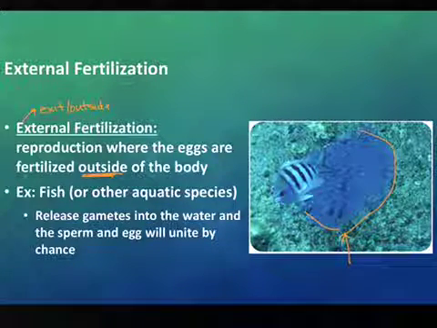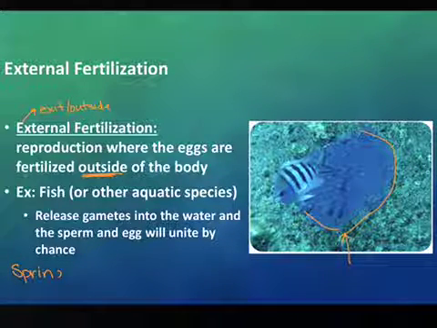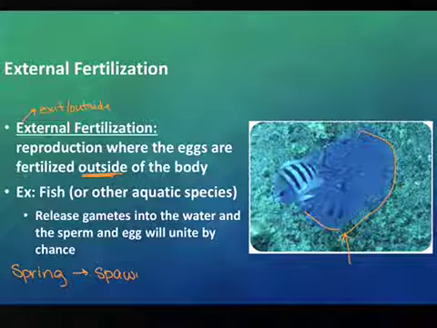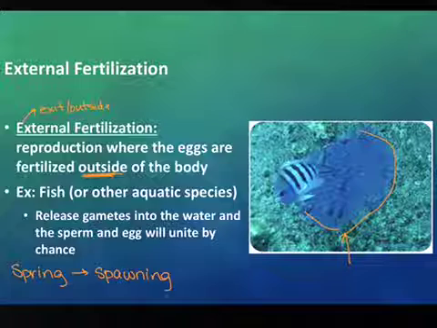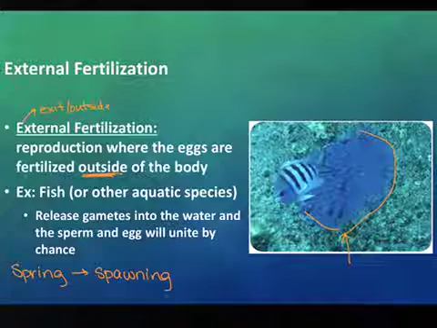That blue pile is a pile of eggs, and that may have been fertilized by sperm. Here in Minnesota, we see this in the springtime, and we call it spawning, when there'll be a group of the similar species that release their eggs and sperm in a general location or near each other, and this increases the likelihood that the sperm will meet the egg.